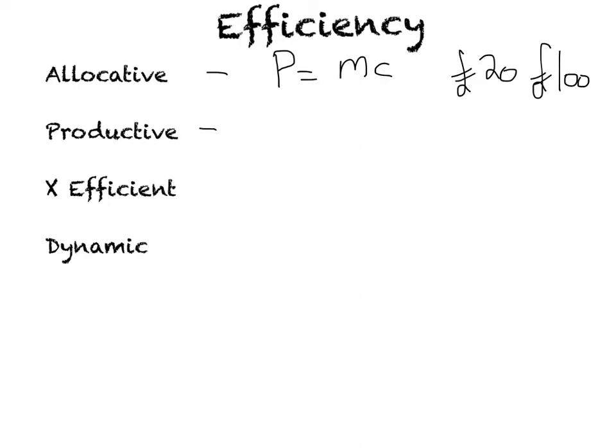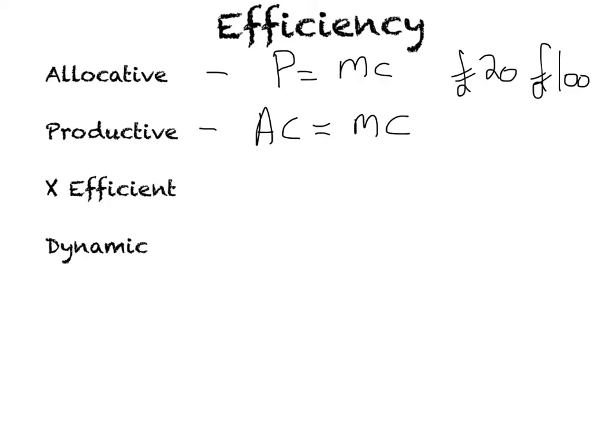Right, the second one, productive efficiency. To be productively efficient, you have to be producing at the lowest point on your AC curve. Okay, so we know the lowest point in the AC curve is there's always a line that goes through it, which is the MC line. So where the AC equals the MC, they're going to be productively efficient.